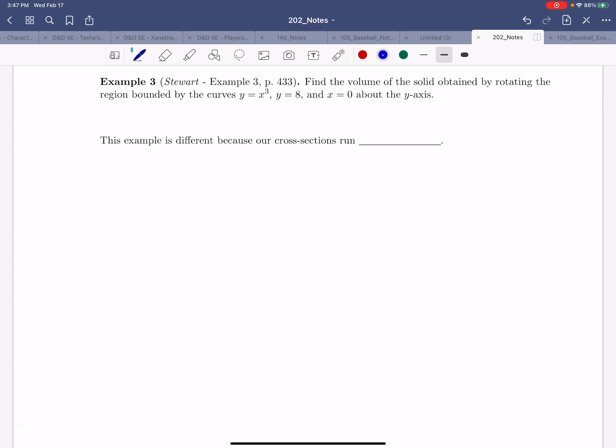We can find the volume of a solid obtained by revolving the region bounded by the curves y equals x cubed, y equals 8, and x equals 0 about the y-axis. Now let's take a look at this really quickly. y equals x cubed. That's another curve that we should know. Looks something like that. y equals 8. Something like that. Okay? And x equals 0, right?